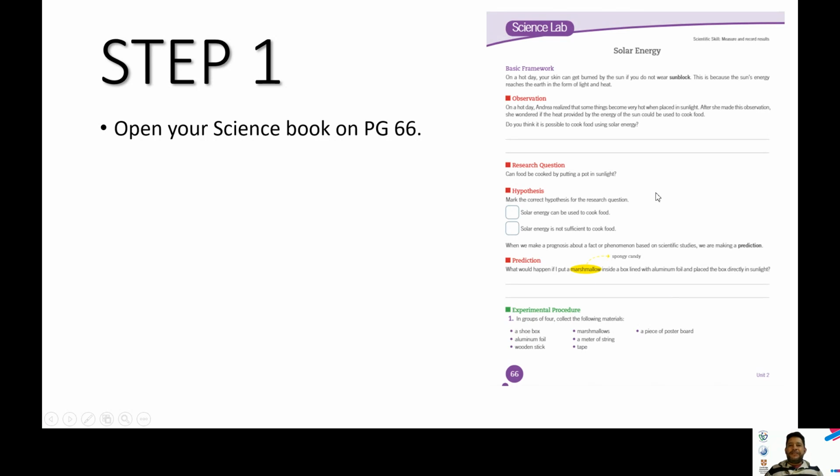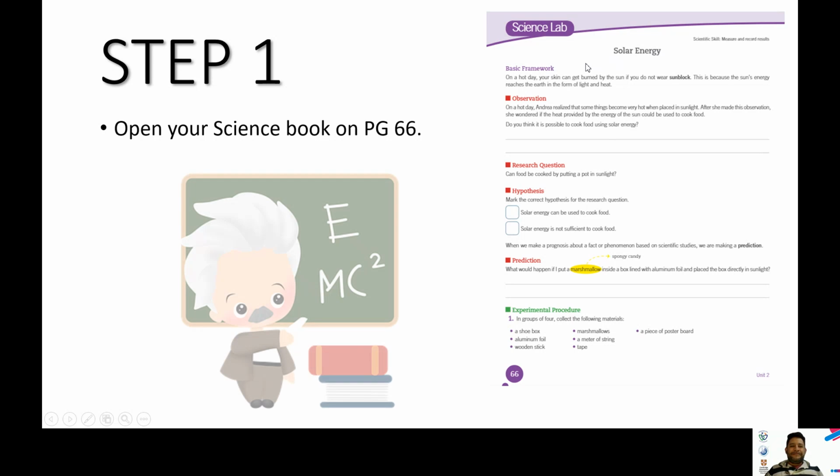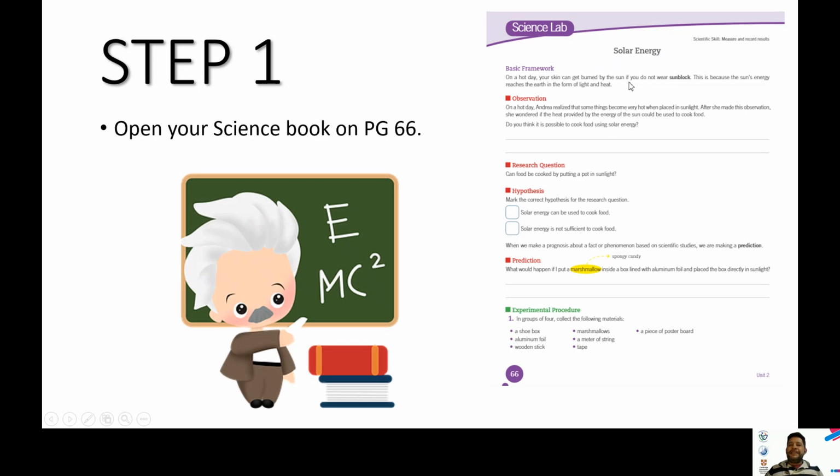This, guys, is the information you have in your science lab report. In this class, guys, the report is about the solar energy observation. So, in that solar energy observation, guys, we have different parts: a basic framework, observation, research question, hypothesis, and prediction. Let's do it.